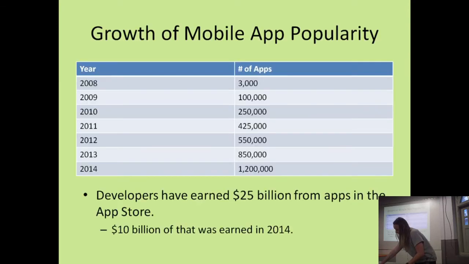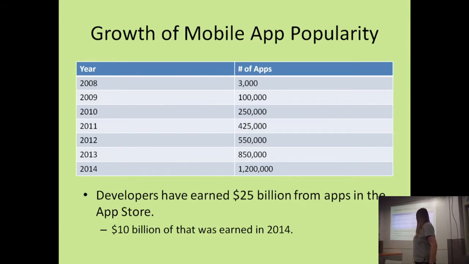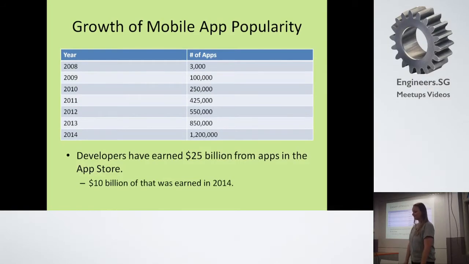So just some statistics. In 2008, there were 3,000 apps. Jump to 2012, 500,000. In 2013, there were 850,000 of them. Users were downloading 800 apps per second, 2 billion apps per month. So it's kind of crazy. Last year, there were 1.2 million.